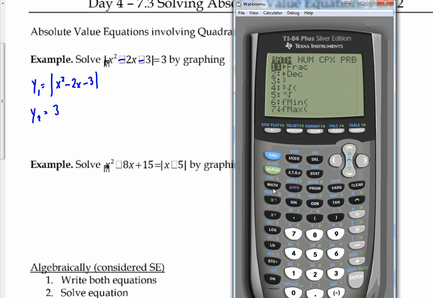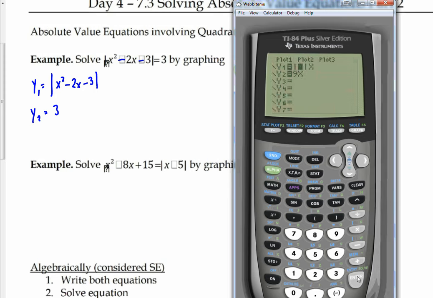Now, if you're completely lost and you're in the middle of a test, you can find everything in catalog. Every single key in your calculator is in the catalog. Does anyone know where the catalog is? It's where 0 is, so second 0. Second 0 gives you a catalog, and it's actually the very first one. Every single thing you could do on your calculator is in the catalog. If you ever lose something, go to your catalog.